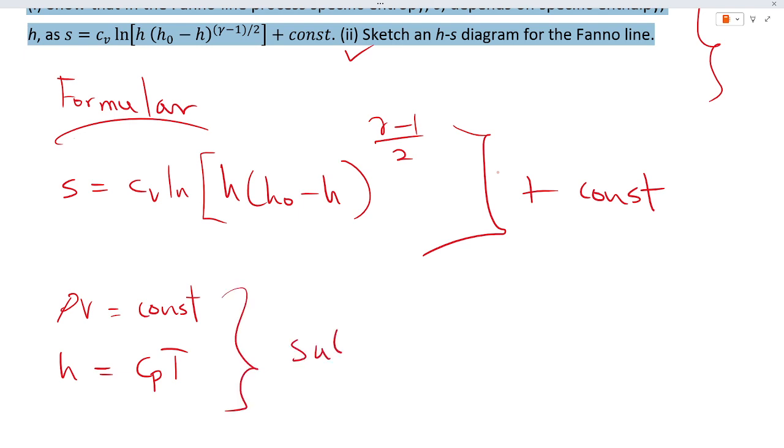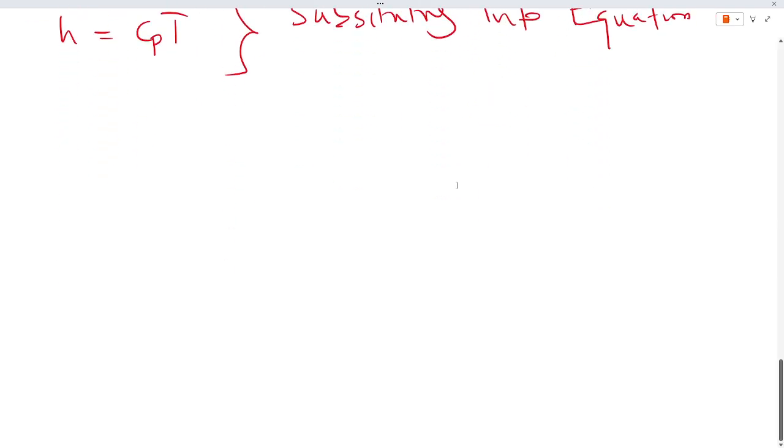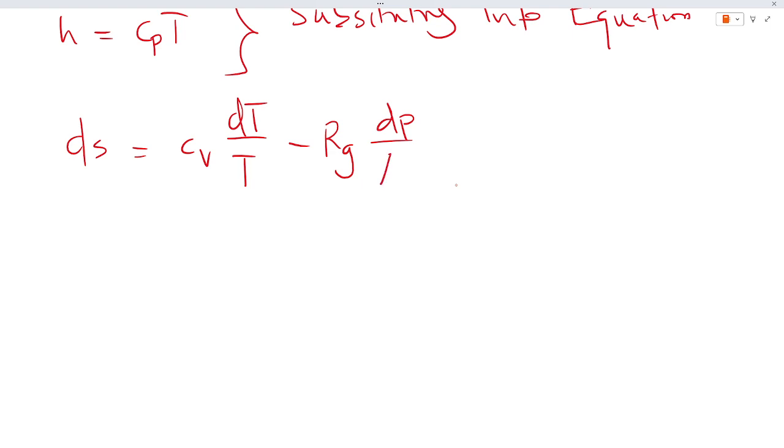Now, by substituting all this into the equation for the entropy of the gas, we can deduce that dS equals Cv dT over T minus Rg dP over rho, which equals Cv dH over H plus Rg dV over V. Let us not forget that this is for the perfect gas.